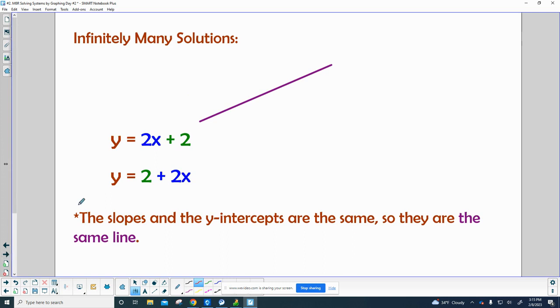Now in our third situation, you're going to get a couple of equations, and you're going to notice that even though they may be written a little bit differently, if you rearrange them and put them in slope-intercept form, you're going to have the same equation. So this could also be written as y equals 2x plus 2. They both have a slope of 2, and they both have a y-intercept of 2, that means they're exactly the same equation, and so they have the same line, and they're going to have infinitely many solutions.